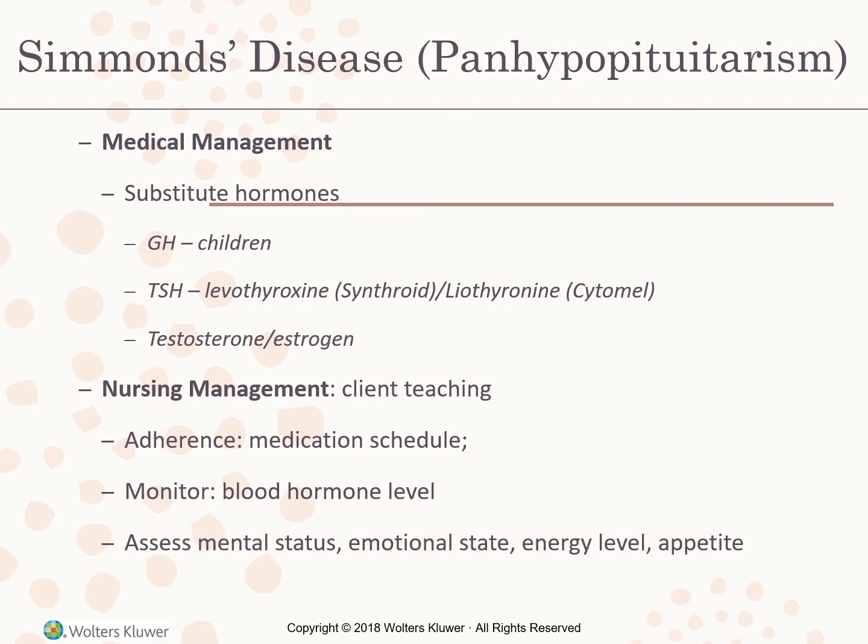So our responsibility as nurses is that we're going to administer all hormone replacements as prescribed. We're going to give education to the client to adhere to the medication schedule and never miss a dose. We're going to monitor their blood hormone levels, assess their mental status, emotional state, energy level, and appetite. We want to make sure we're paying attention to any alterations in nutrition. We found that most people with Simmonds disease tolerate 4 to 6 small meals per day rather than 3 regular to large meals.